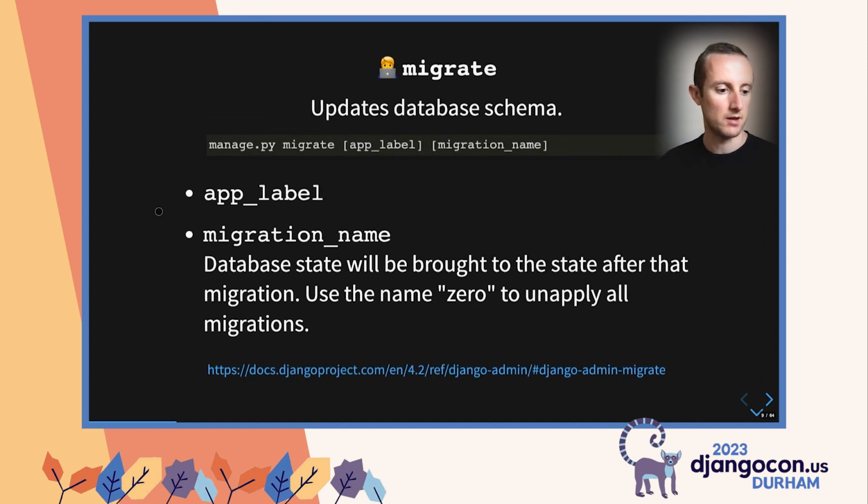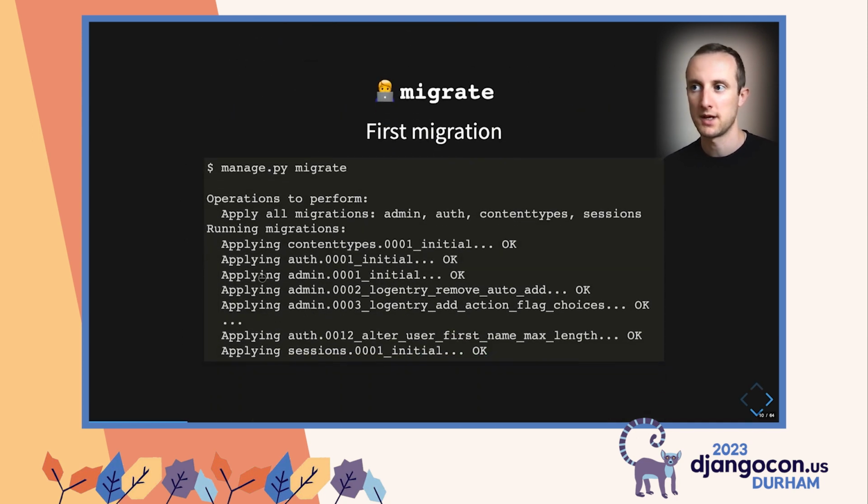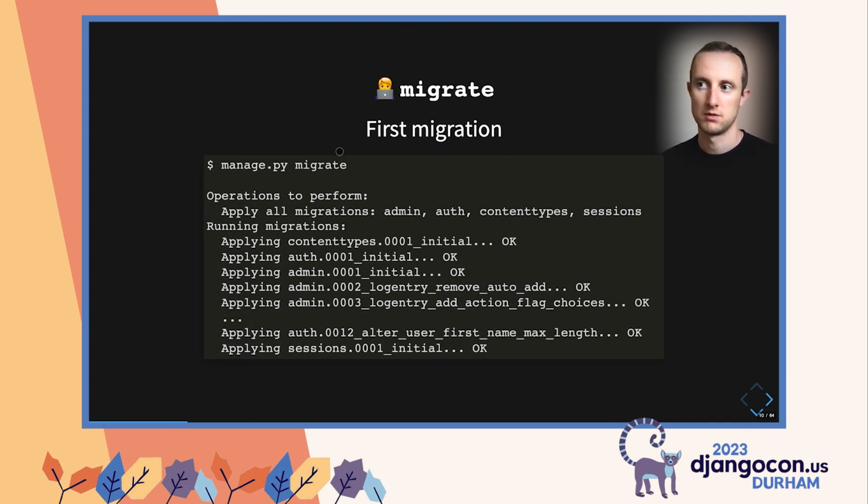Now, after creating the migration, we can update the database schema using migrate. The syntax is this one, so we can use a specific application label for the migration or a specific migration name if we want to just update to a specific migration. For example, in our case, we can run manage.py migrate on a new project and all migrations will be applied. For example, in admin, auth, contenttypes, and so on.